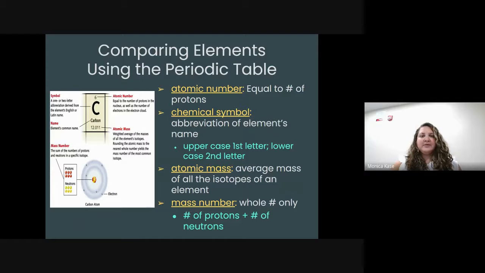The atomic mass is the average mass of all the isotopes of that element. So that's what the atomic mass is. That's not something that we will be using. We'll be using the mass number. That is a whole number always, and it's the number of protons plus the number of neutrons. Remember, our protons and our neutrons are both in the nucleus. That's our densest part. So that's going to make up our mass number.